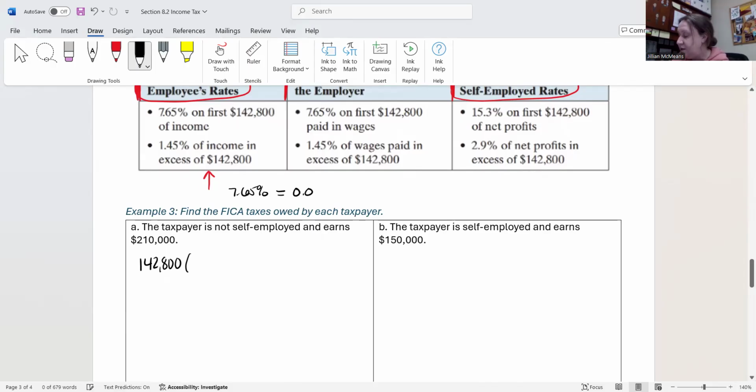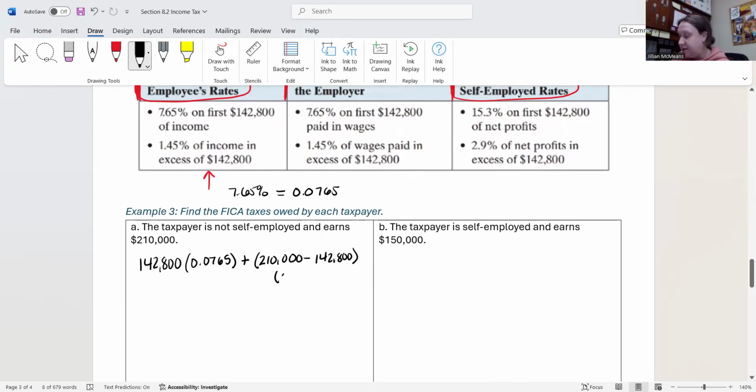So this is the same as 0.0765. So for the first $142,800 of your salary, you pay 7.65%. And then for the rest of your salary, you only pay 1.45%. So what would that end up being? Well, we max out at 210,000, but we don't want to tax that first 142,800 twice. So we want to subtract what has already been taxed. So we're going to subtract 142,800, and this is going to get taxed at 1.45%.